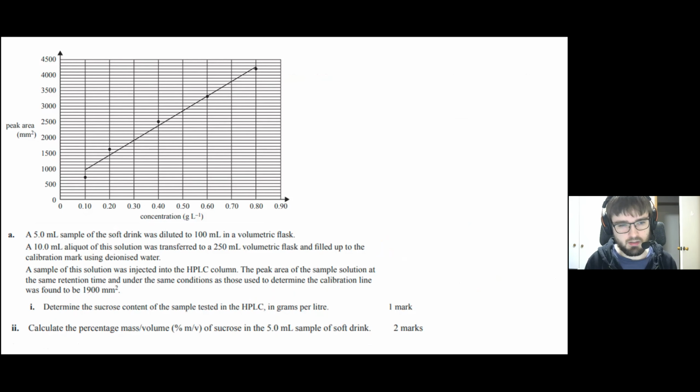All right, so we can see this is a pretty dodgy calibration curve. I would not be happy with this at all. But let's just say that that's not a thing. A 5 ml sample of soft drink was diluted to 100 mils in a volumetric flask.